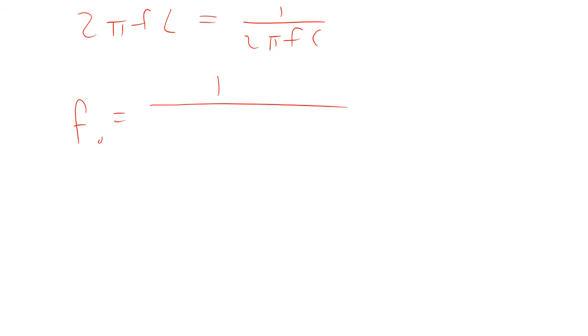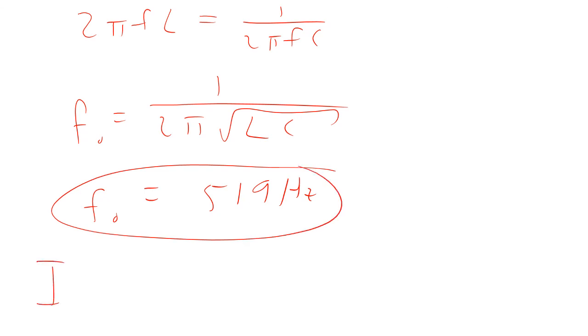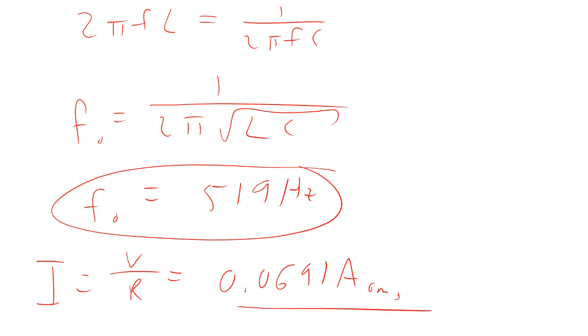And so for the resonant frequency, XL equals XC, so 2 pi f L equals 1 over 2 pi f C. In other words, with algebra, the resonant frequency is going to be 1 over 2 pi square root of LC. If you plug in the numbers, that comes out to be 519 hertz. And what would be the maximum here? The maximum current would just be V over R, so that would be 0.0691 amps RMS. That would be your ideal for this particular circuit.